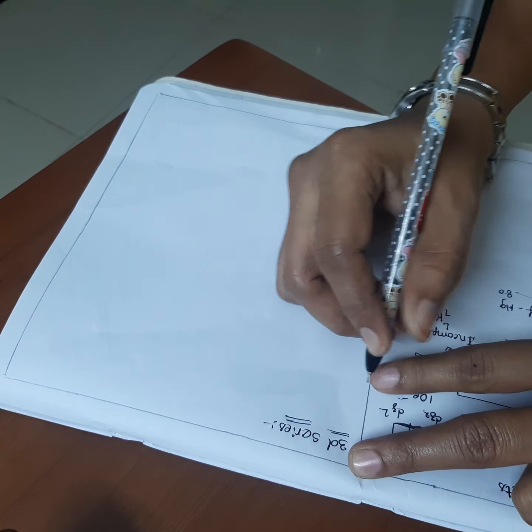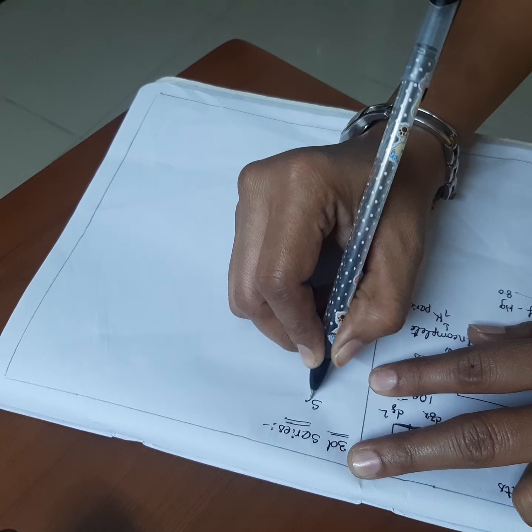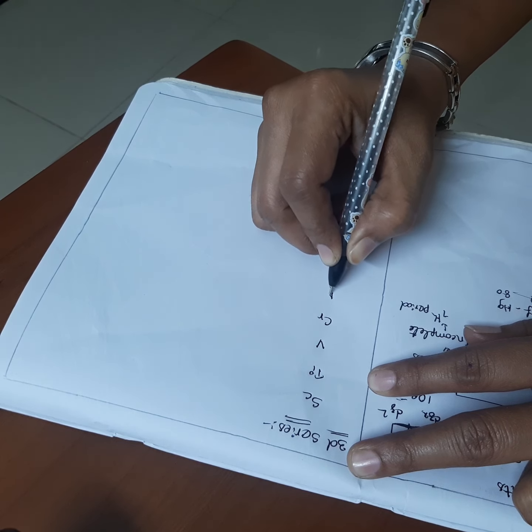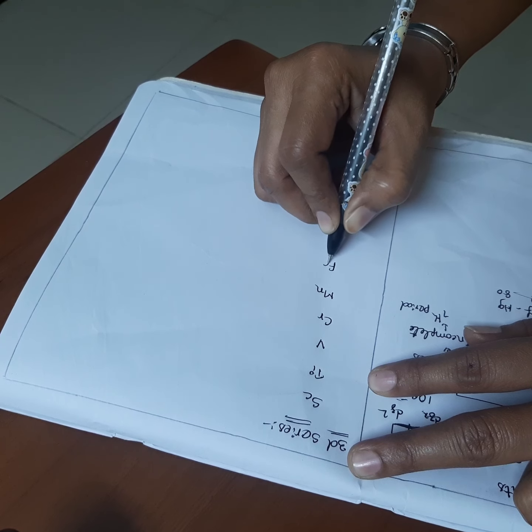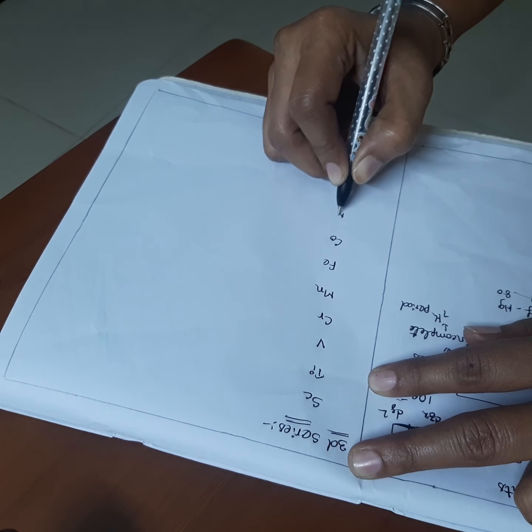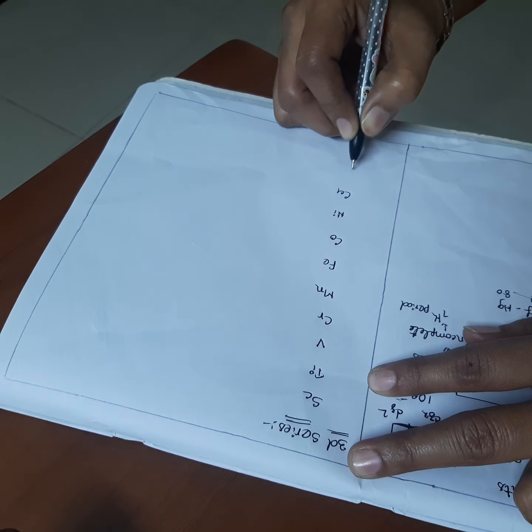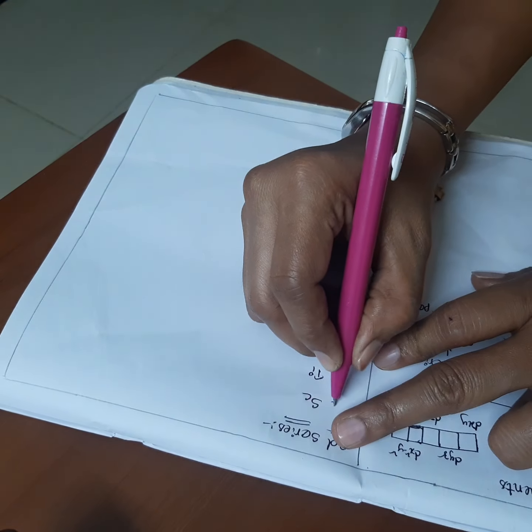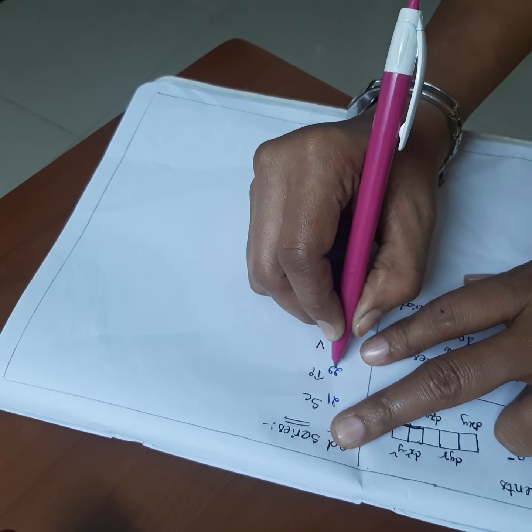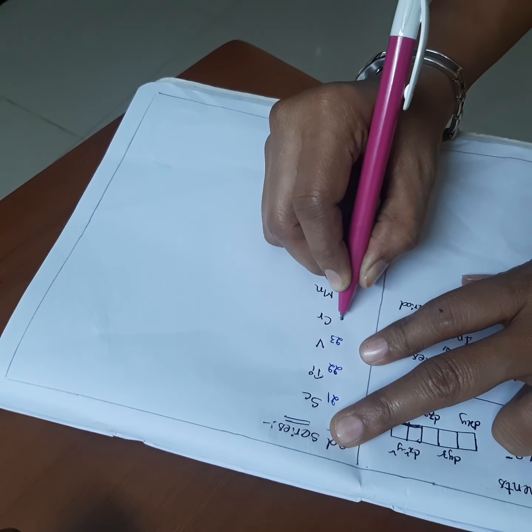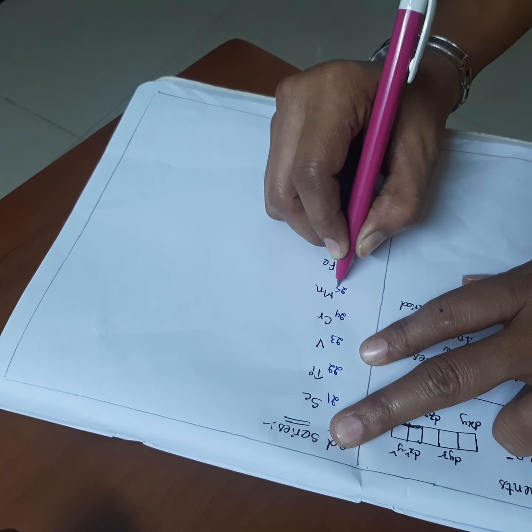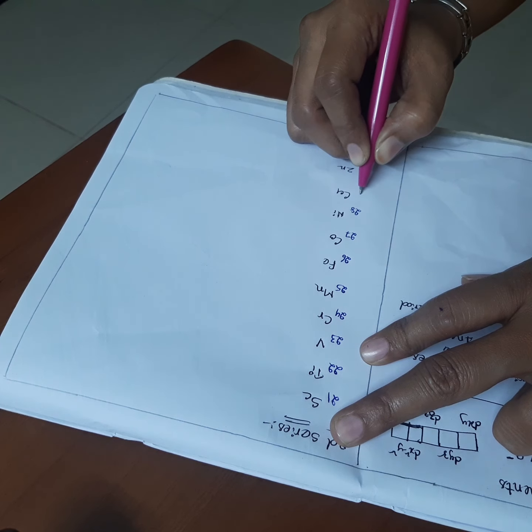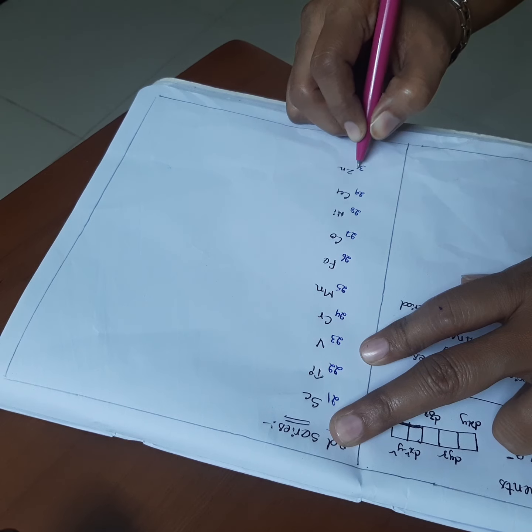In the 3d series, 10 elements are there. Those are scandium, titanium, vanadium, chromium, manganese, iron, cobalt, nickel, copper and zinc. And the atomic numbers are from 21 to 30: 21, 22, 23, 24, 25, 26, 27, 28, 29 and 30.